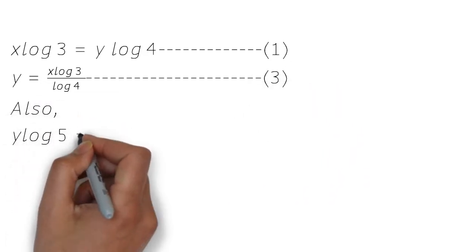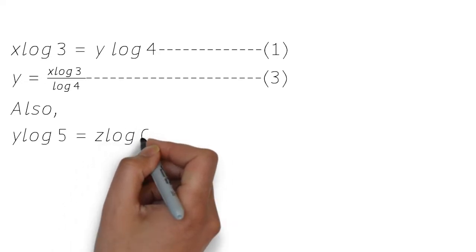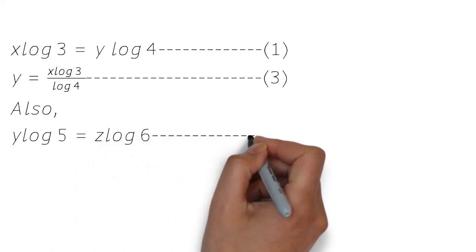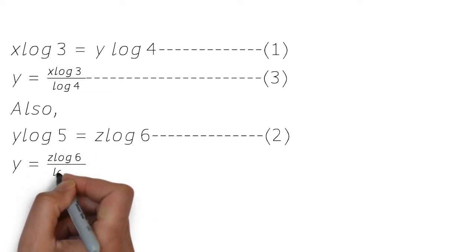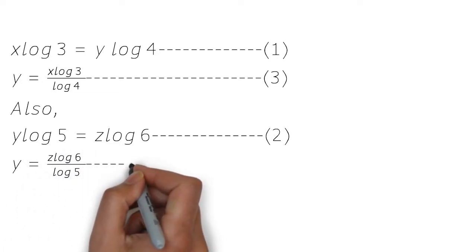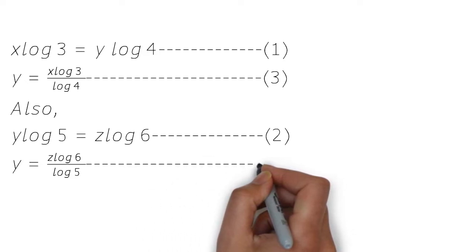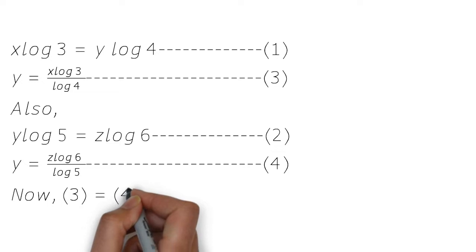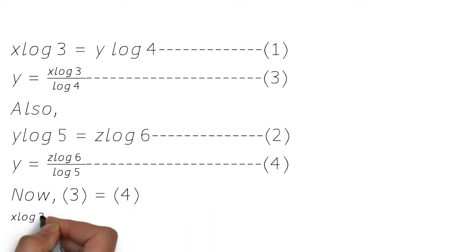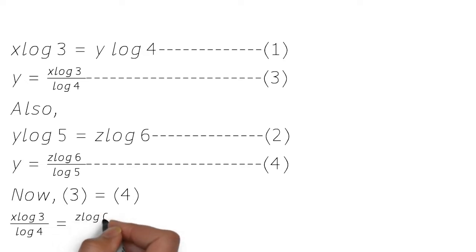In the same vein, our equation 2, which is y log 5 equals z log 6, we also make y the subject so that you have y equals z log 6 over log 5. You can also put that as equation 4. So to eliminate y, we can just equate the two equations 3 and 4 together. So we have x log 3 over log 4 equals z log 6 over log 5. Now, we are almost at the end of the journey.